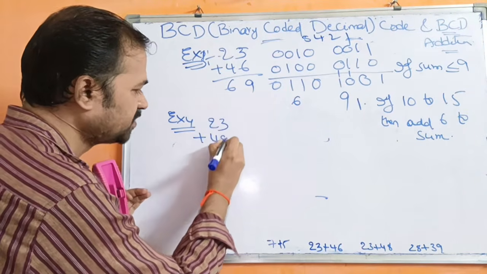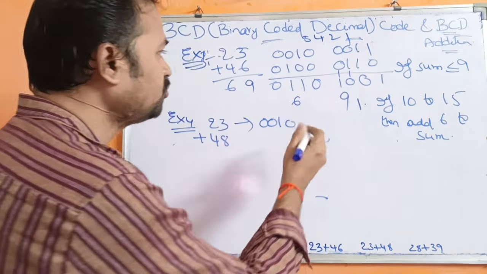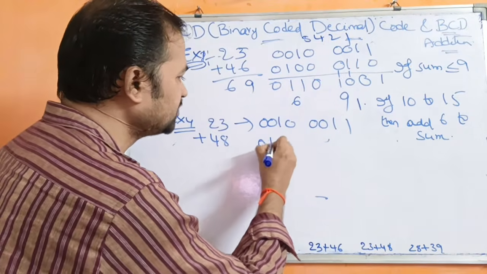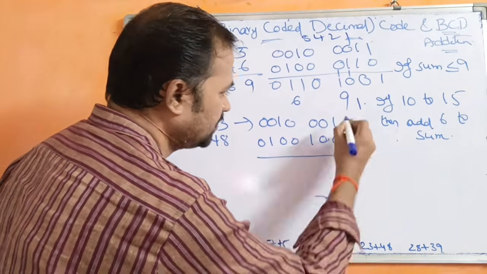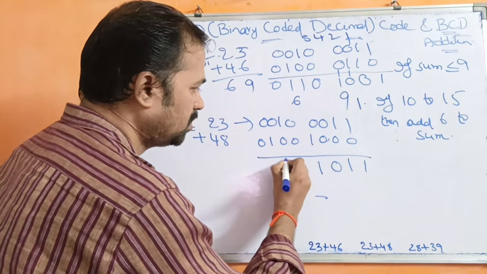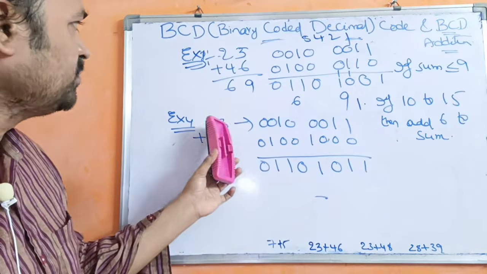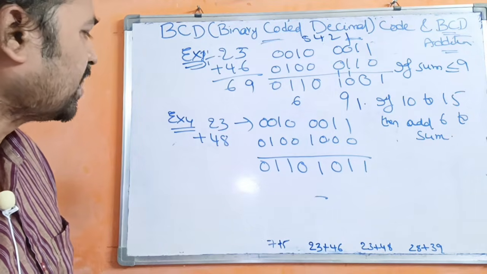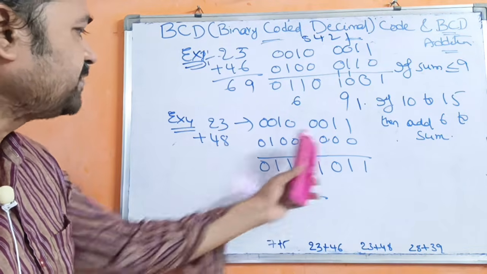23 plus 48. So how to represent 2? 0010. How to represent 3? 0011. Next, the second number. 4 means 0100. 8 means 1000. So let us see the problem. 2 means 0010. 3 means 0011. 4 means 0100. Next, 8 means 1000.